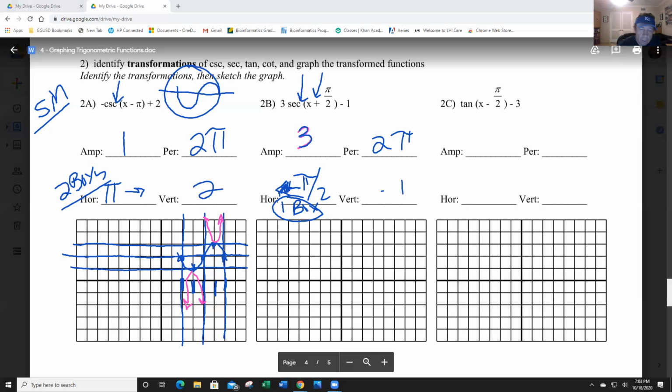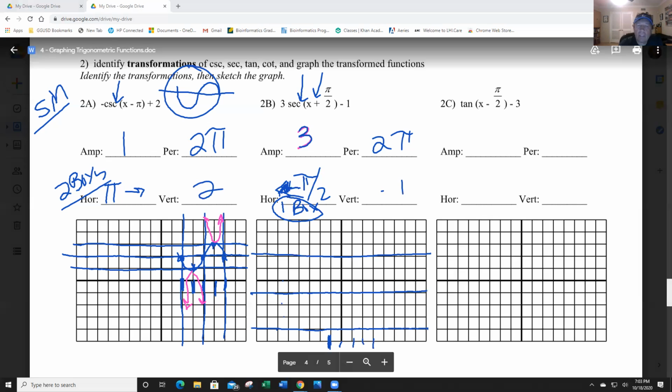Okay, so I'm starting down here, down 1. And amplitude's 3. 1, 2, 3. Up there is the high point. 1, 2, 3 is the low point right there. Now, where am I starting? I'm starting right here. I shifted 1 box to the left, and my period is still 2 pi, which is 4 boxes. 1, 2, 3, 4.